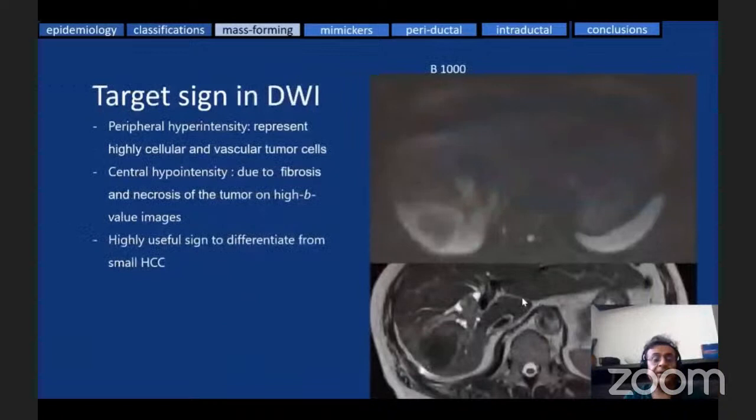In the high b-value diffusion weighted images, there is bright signal in the periphery because of the tumor cells, whereas in the center area there is dark signal because of the fibrosis or necrosis. This is seen only in the high b-value images. This is a quite useful sign practically to differentiate small hepatocellular carcinoma from cholangiocarcinoma. So this is seen in cholangiocarcinoma.